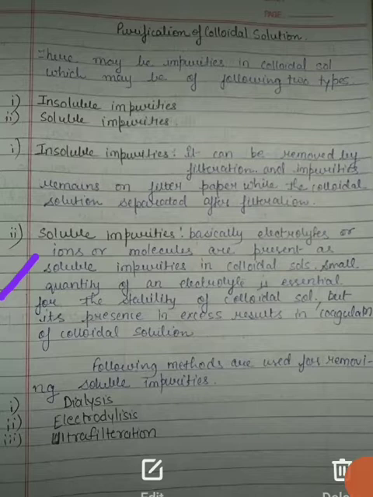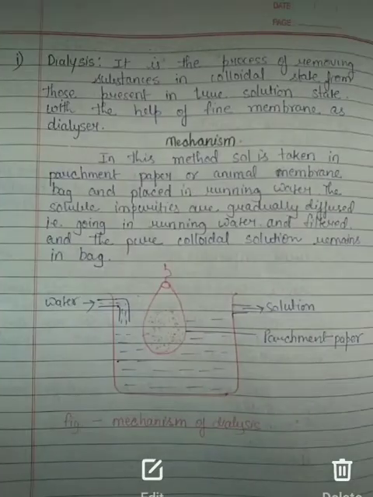For that, the following methods are used for removing soluble impurities. You can see here, the very first is dialysis, the second one is electrodialysis, and the third one is ultrafiltration. So students, let's talk about the three clearly. The very first is dialysis.